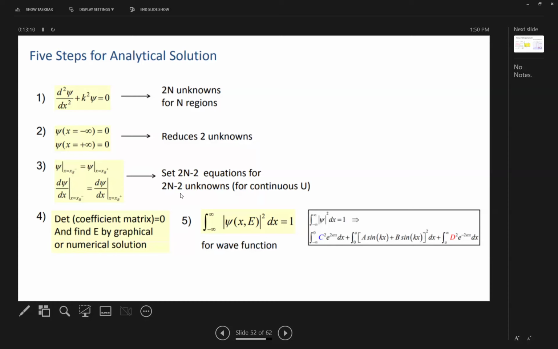So from these two equations, each of these interfaces will give you two equations. So if there are n regions, there will be twice n number of interfaces. And from this twice n number of interfaces, you will get twice n number of equations. And from there you can solve this system.